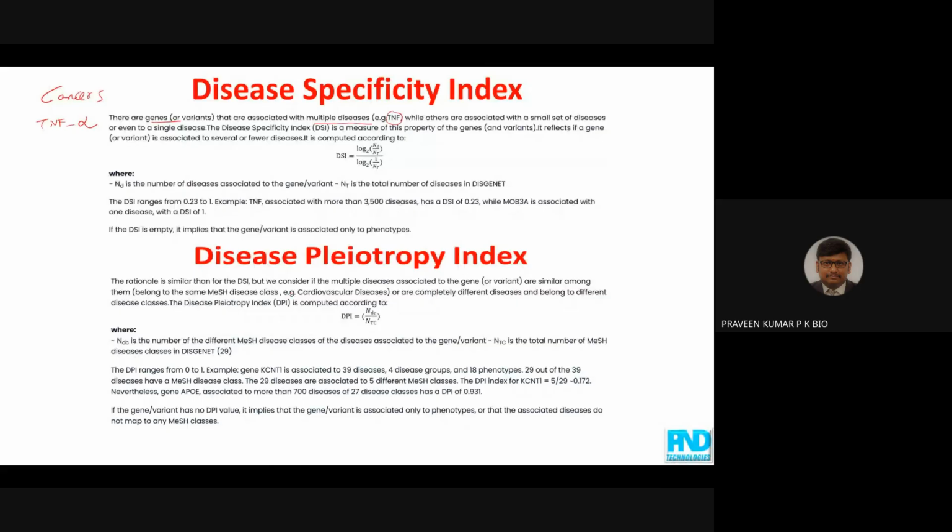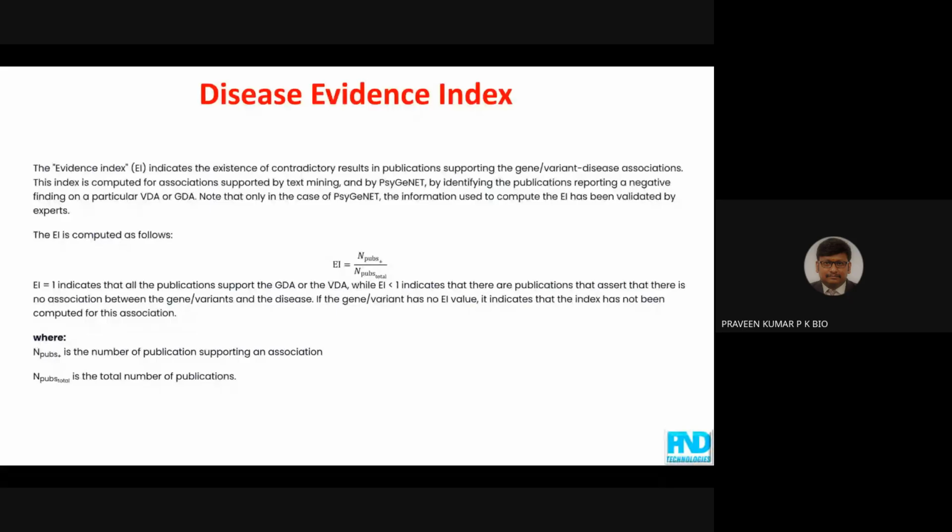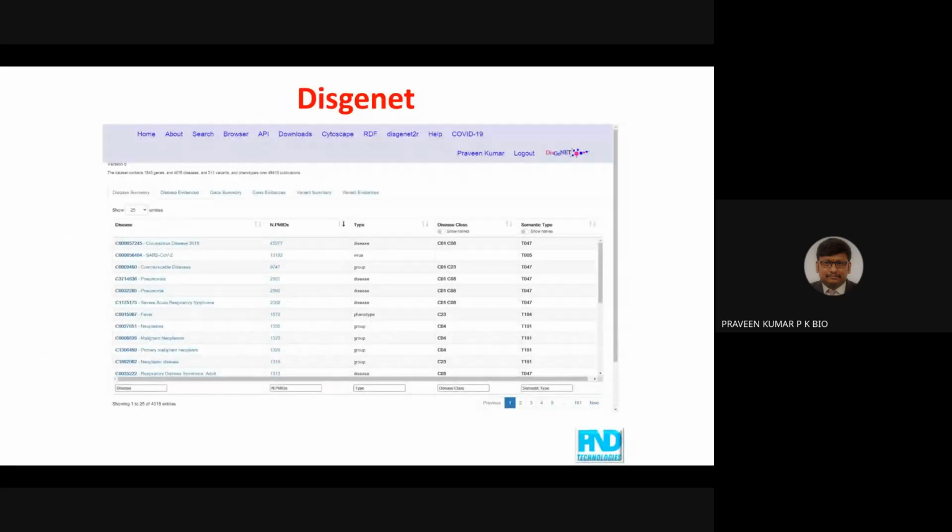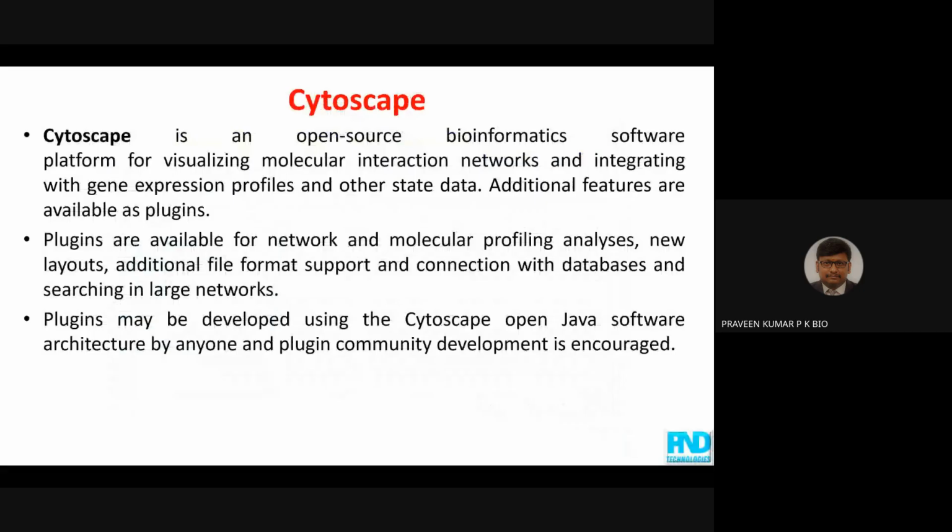For example, just now I told you about the autoimmune diseases. For most of the autoimmune diseases, most of the targets are the same. So in that case, we measure through the disease pleiotropy index and disease evidence index. All these things we can study in this Open Targets network. In this network we can find all this information.